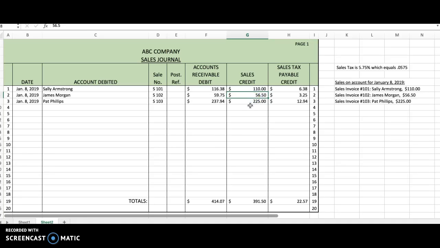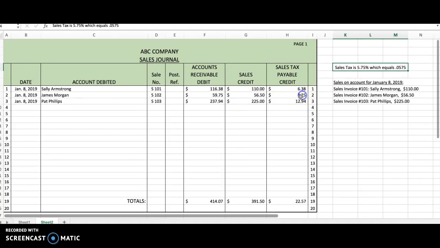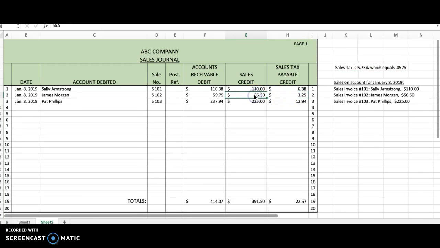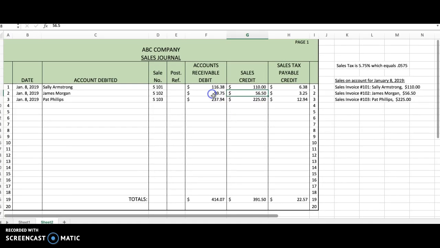But again, he charged it. He's not paying us. But we need to also add to his $56.50 the amount of sales tax. So by multiplying the sales tax rate, 0.0575, times $56.50, we get a sales tax of $3.25. We add that to what we had as the sale, and we come up with a total that he owes us of $59.75.